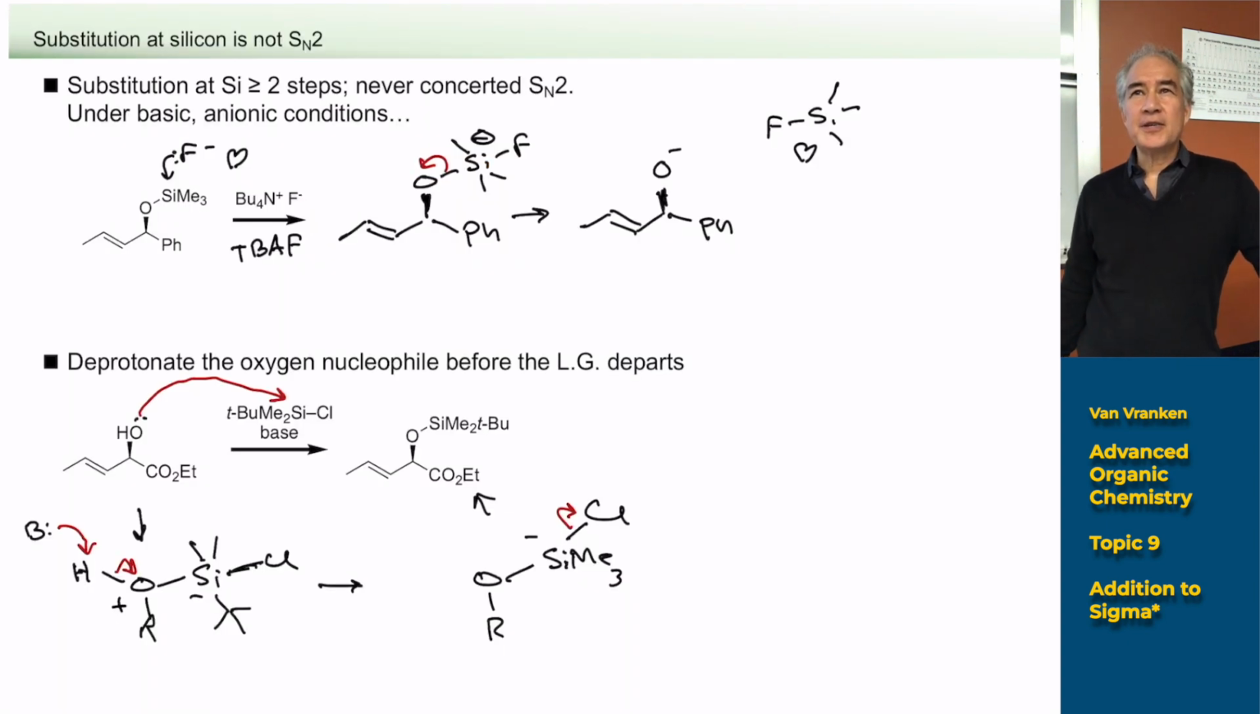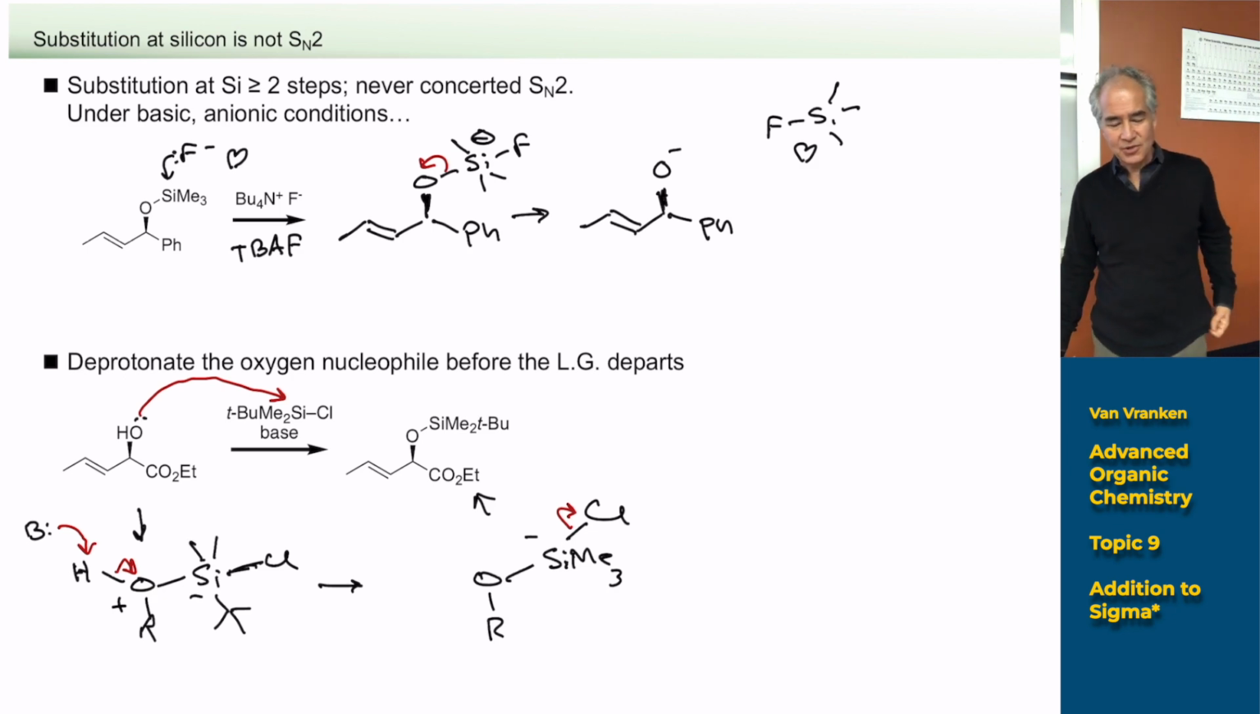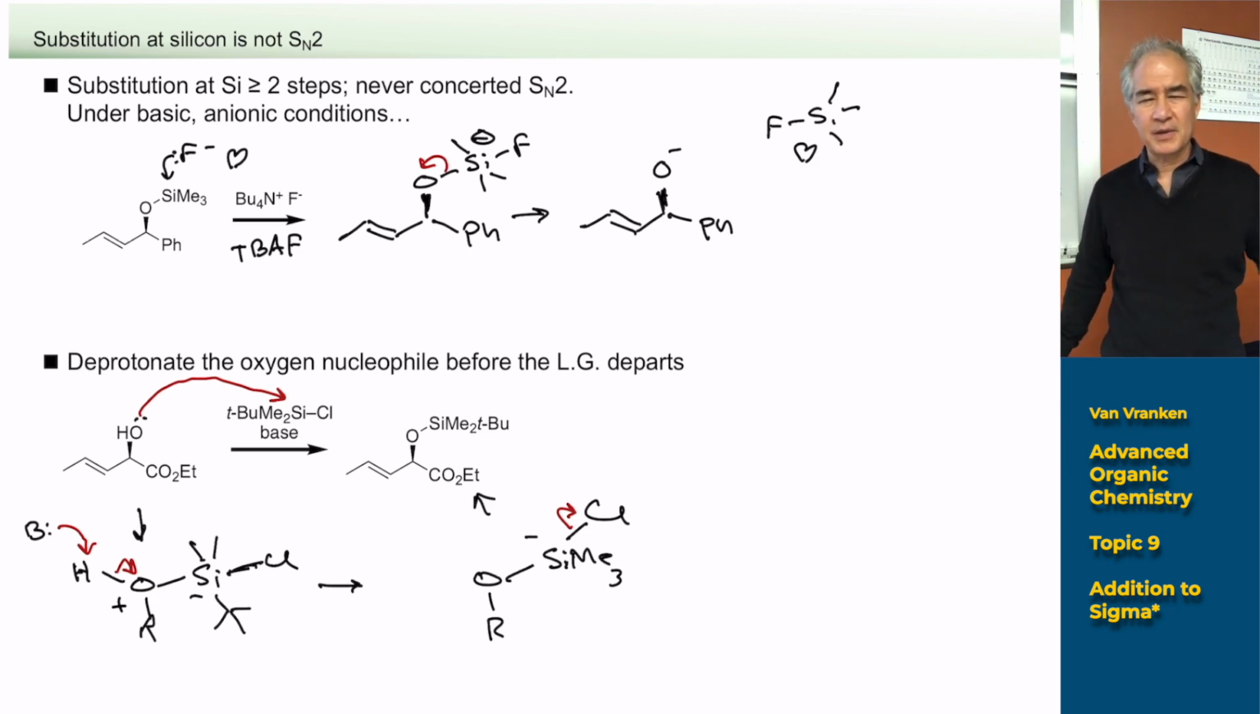We've been talking about addition to sigma star orbitals, and I usually associate that with SN2 reactions, where the leaving group departs at the same time that the nucleophile adds. But when you drop down to lower row elements like silicon, phosphorus, tin, transition metals, that concerted nature of addition to sigma star and the leaving group leaving is lost in most cases, almost all cases.